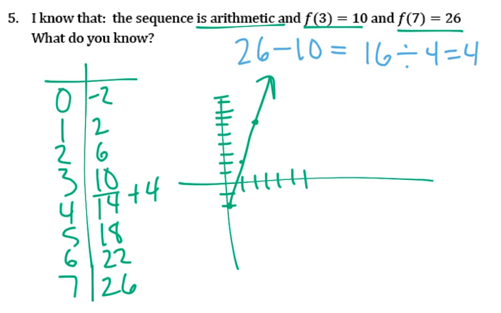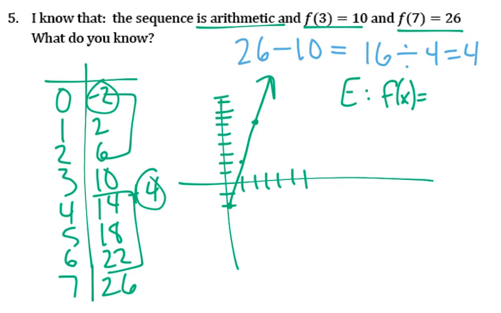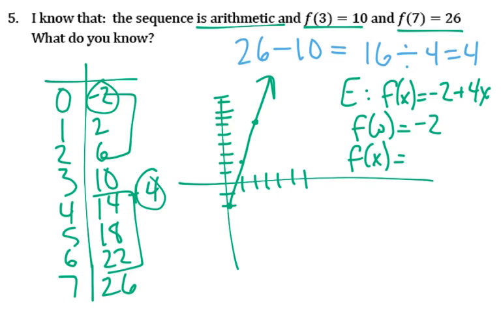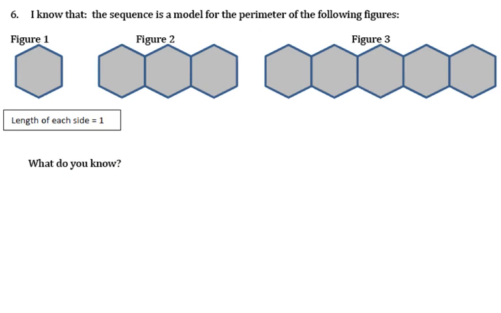Okay, we found the missing numbers, found the growth and the starting value, so explicit: f of x equals negative 2 plus 4x. Recursive: f of 0 equals negative 2, f of x equals f of x minus 1 plus 4. What's our constant difference? It's 4. And we can make up a story problem to go along with it. So I'll leave that to you guys' imaginations. So it looks like we're halfway done. Let's keep on moving. Alright, here we go.